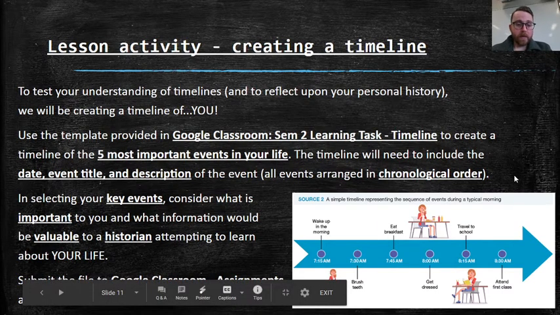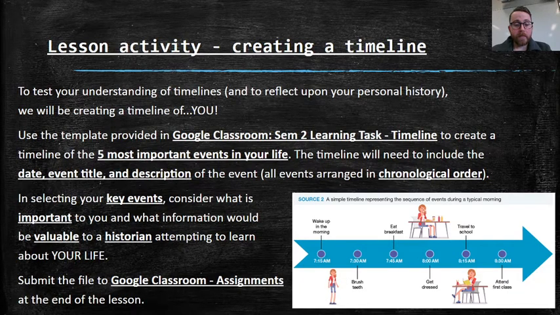So, in selecting your key events, consider what is important to you and what information would be valuable to a historian attempting to learn about your life. So your timeline shouldn't look like that one there. You shouldn't be talking about what you had for breakfast. You're trying to narrow it down to the 5 most important events in your life.